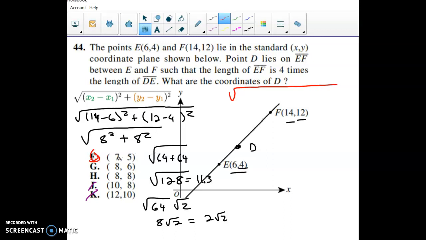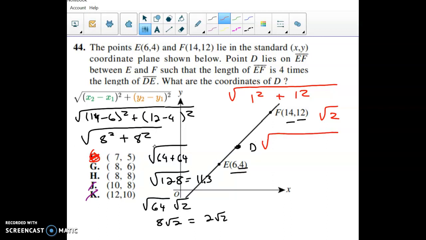So I'm going to do it kind of quickly, but 7 minus 1 for the x's, so that'd be 1 squared. Y's would be 5 minus 4, that'd also be 1 squared. So there I'm just going to get the square root of 2, which is not what I'm looking for, so that one's out. Let's try 8, 6.